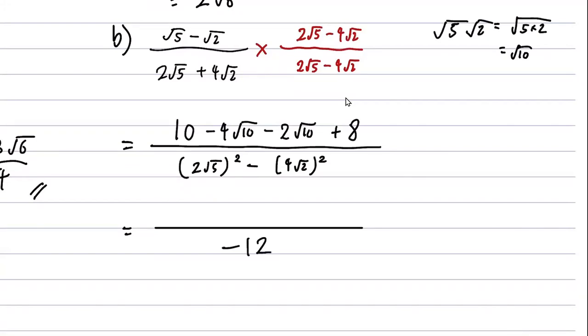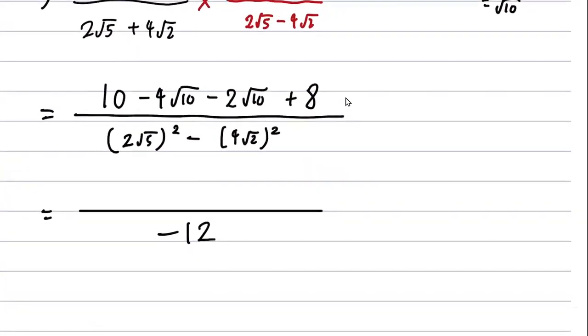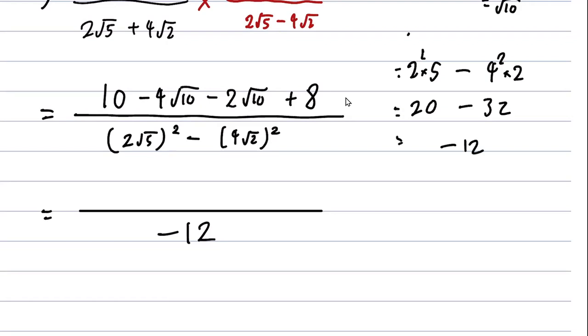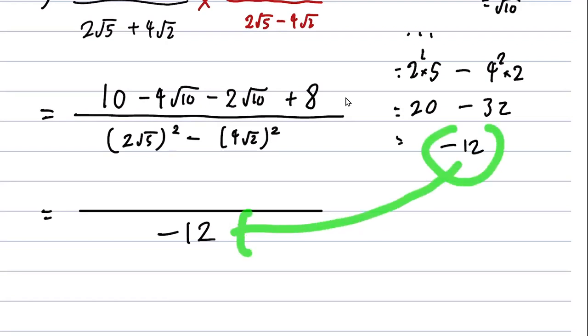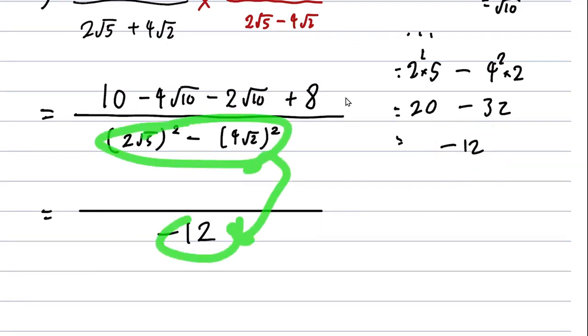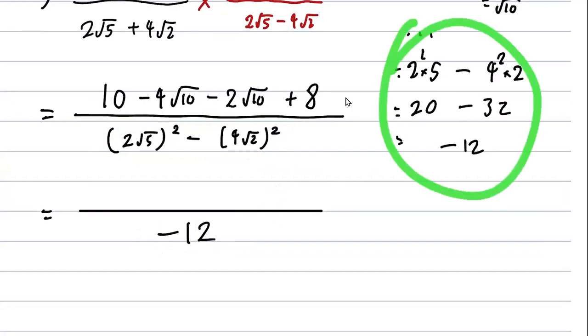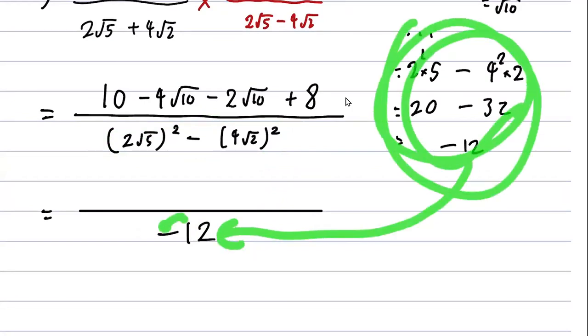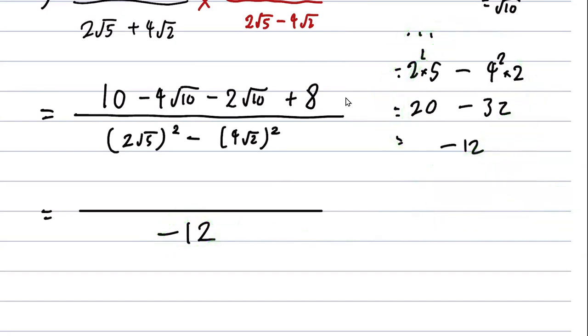So the denominator, eventually you don't even need to calculate, just use a calculator. You get negative 12. If you want, I'll show you the working quickly. 2 square times root 5 square is 5. 2 square times 5 is 20. Minus away 4 square times root 2 square is 2. 4 square is 16 times 2, 32. 20 minus 32, negative 12. Okay? Negative 12. I'll just use a calculator. Once you get used to the calculation, I think you can, as practice, do this one just for practice, then eventually you'll just upgrade to a calculator.